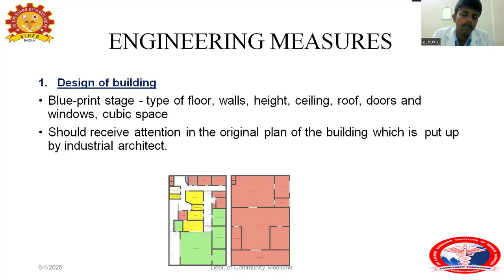the floor based on the occupation of the people involved, the type of the floor that should be used, the walls, the height of the walls, the ceiling, the roof, the doors, and the cubic space. These should be planned in the initial stages and should receive attention in the original plan of the building, which is put up by the industrial architect.